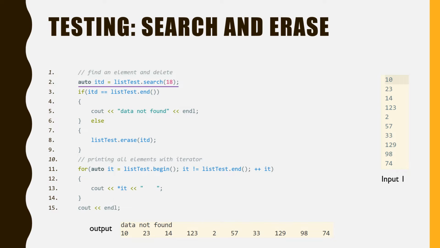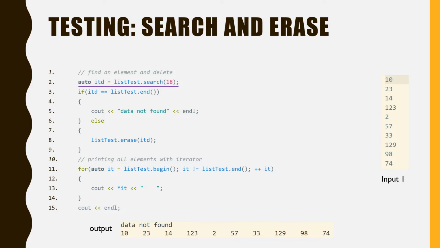Next, we will test the search operation. In line 2, we will first search for a given integer 18 from the linked list. Then, in line 3, we check whether the iterator returned by the search function corresponds to the end iterator. If yes, it means the function has searched through the entire linked list and cannot find the search key. In this case, we output a message "data not found" in line 5.